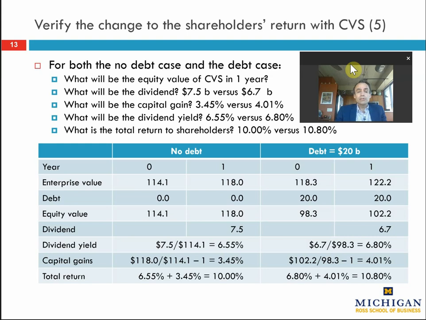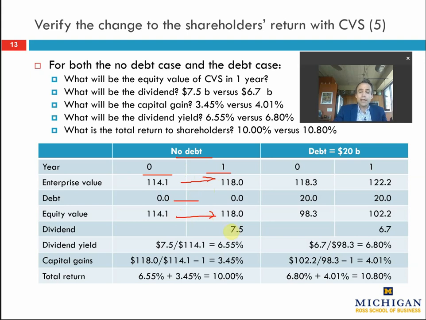So in this case, let's see what the total return to shareholders is in CVS once you put debt into the business. So recall that if we value CVS with no debt at time 0 and then 1 year later, so just roll the valuation forward, just like we did in many examples with corporate bonds, enterprise value goes from $114 to $118 billion over a year. There's no debt, so equity value also goes from $114 to $118 billion.